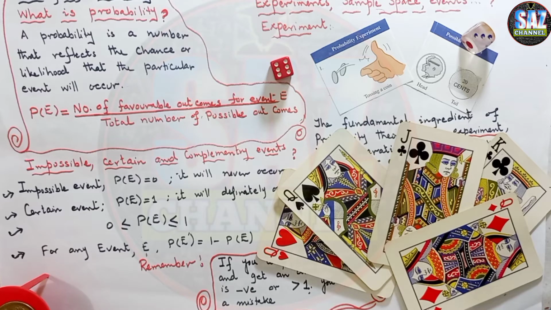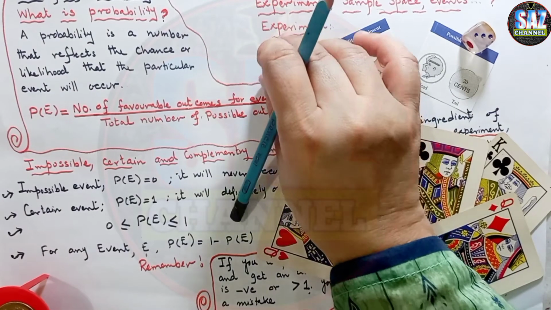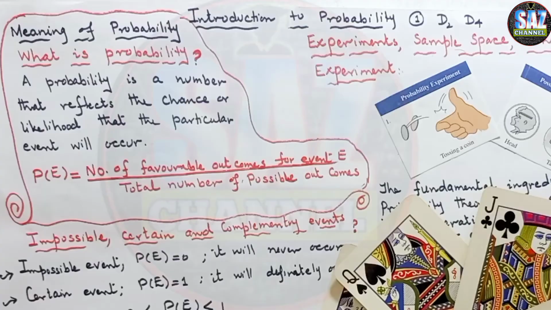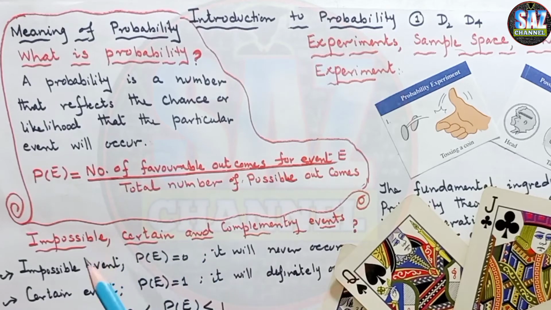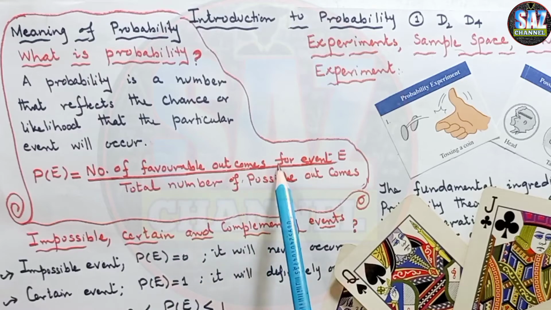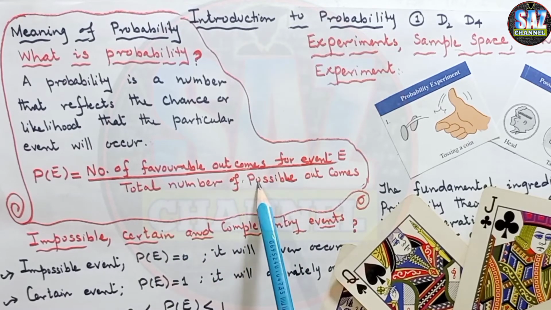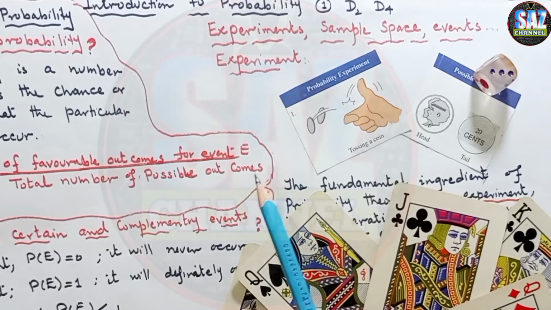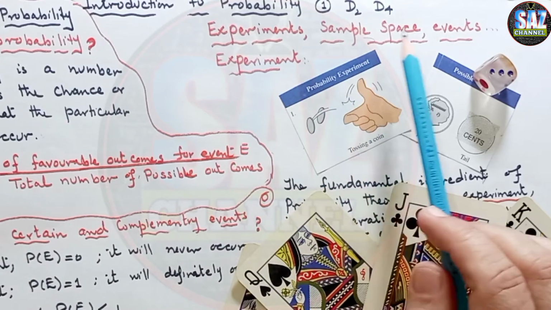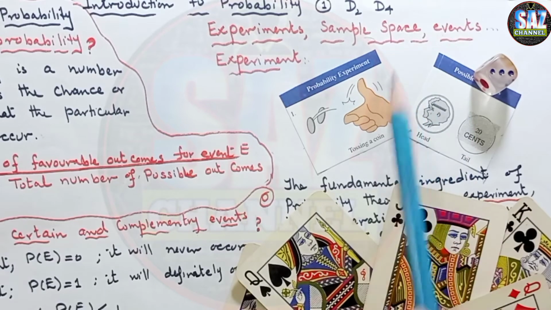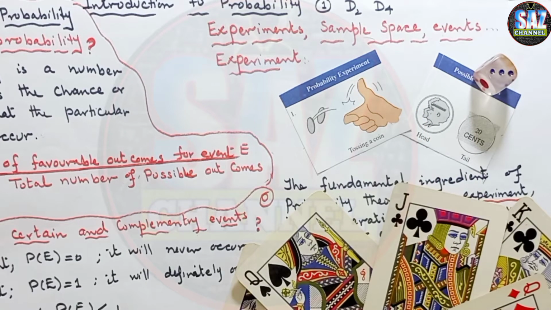So first of all, it's really important to understand what is the meaning of the term probability. Probability is a number that reflects the chance or likelihood of the particular event that will occur. The formula for the probability of any event is the number of favorable outcomes for the event upon the total number of possible outcomes. Then there are some important terms like experiment, sample space, and event. So let's discuss these all things one by one.